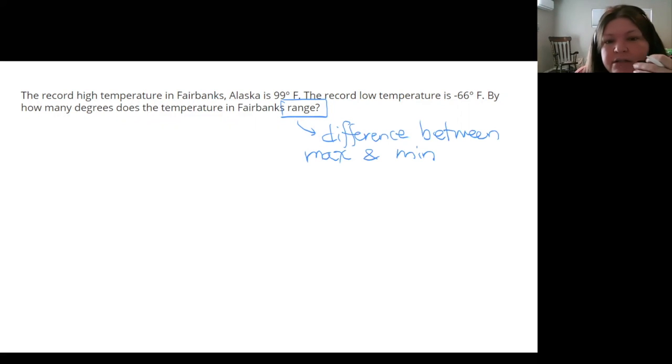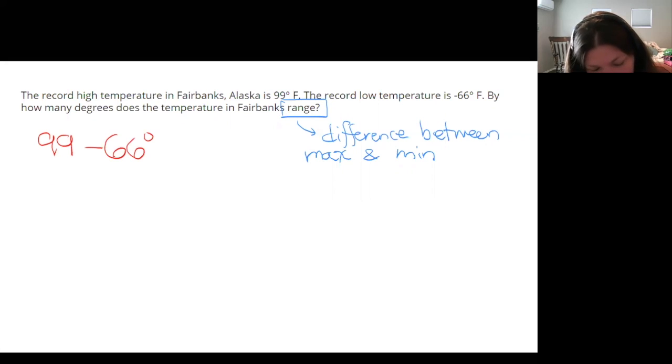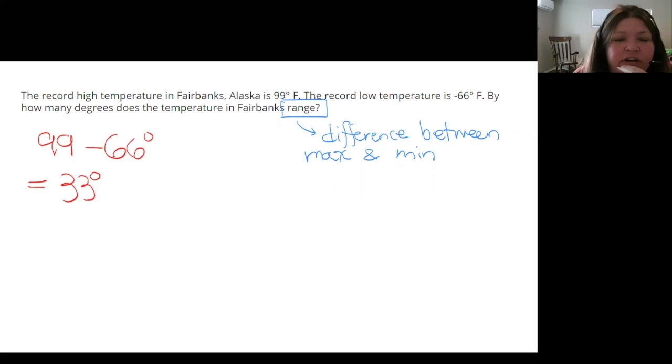Beautiful. So I got so many students who do this wrong. So I'm just gonna show you what they do wrong. So we'll just get that out of the way because so many students go, okay, 99 degrees, I'm gonna subtract the 66 degrees, and they say the temperature in Fairbanks, Alaska only ranges 33 degrees. And I'm like, you're out of your mind. The temperature in Fairbanks, Alaska could range 33 degrees in an hour. That is such a small range. No way. Something went wrong. Anybody want to tell me what went wrong?